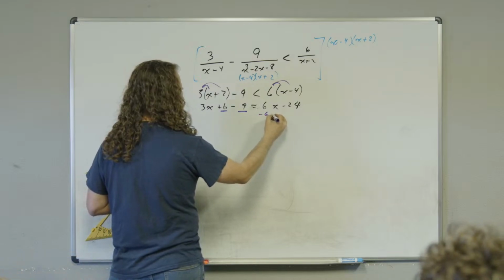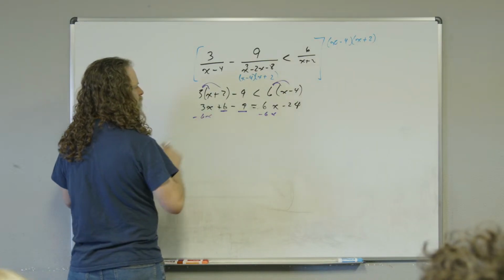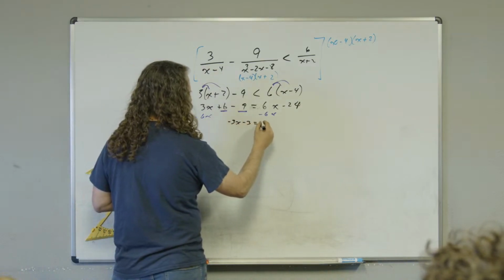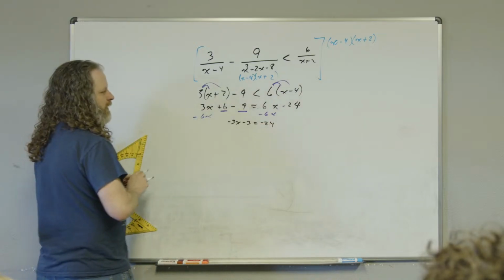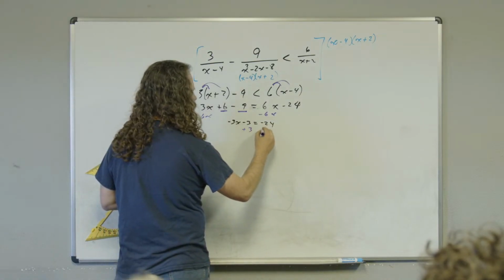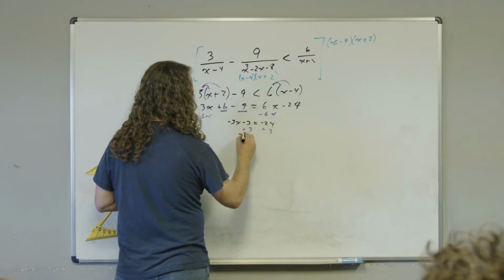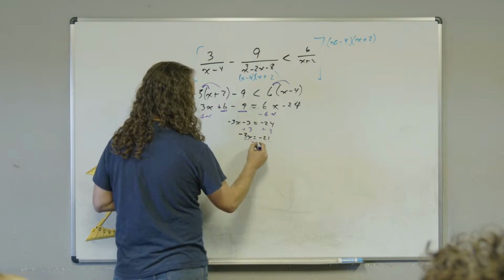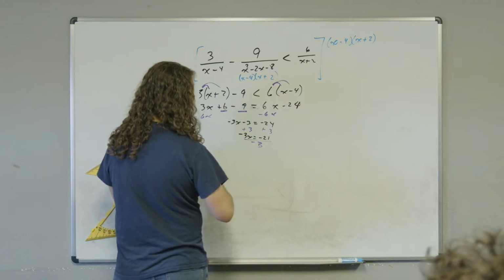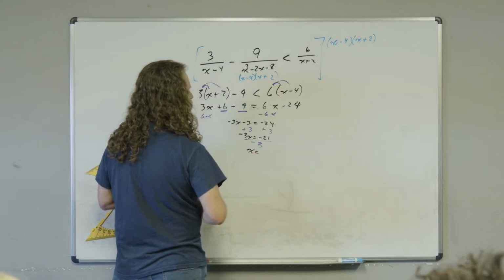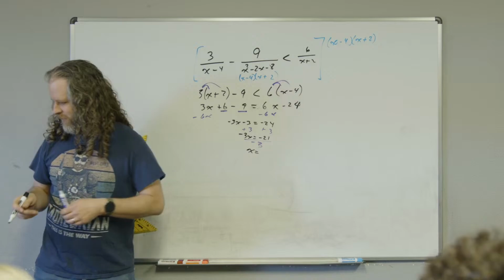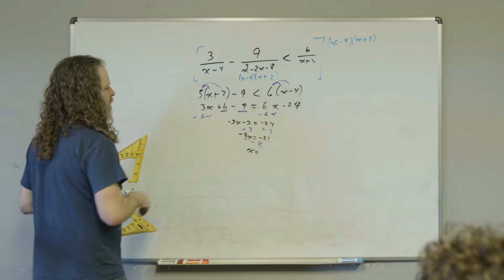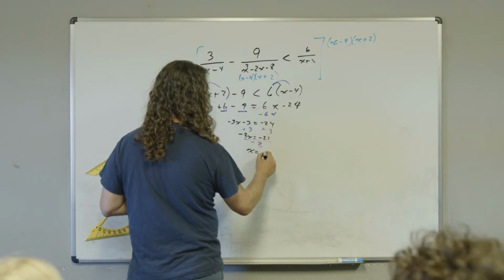And we may as well subtract 6x from both sides. Negative 3x minus 3 equals negative 24. Add 3 to both sides. We get negative 3x equals negative 21. Divide by negative 3, and we get x equals positive 7.